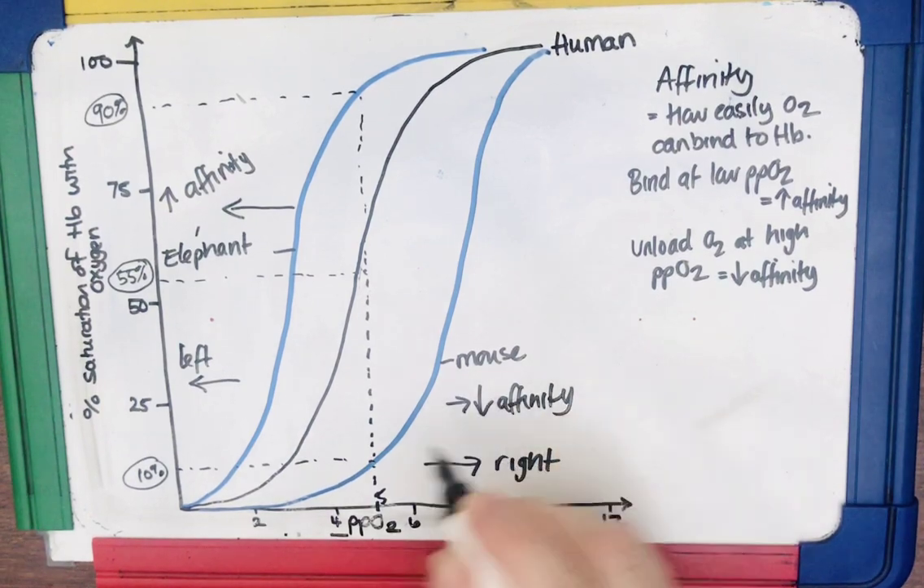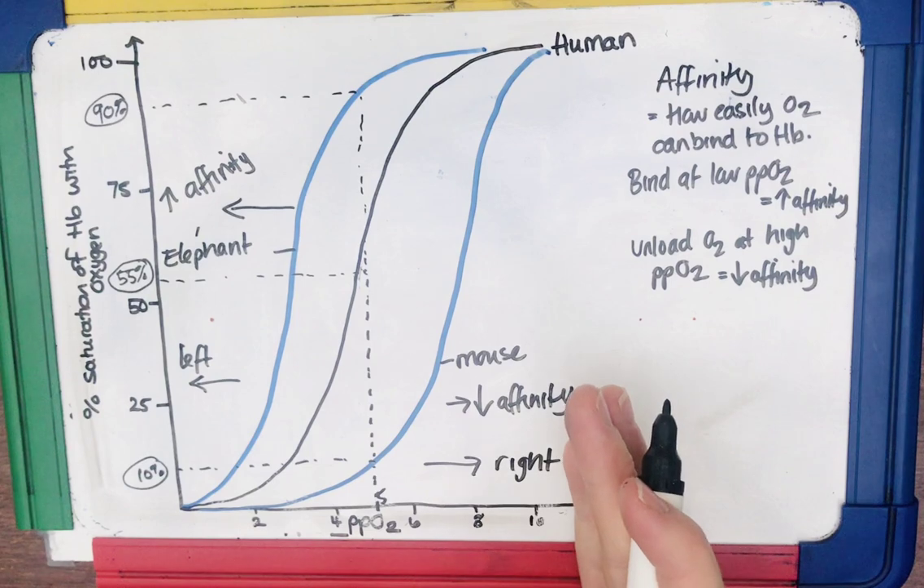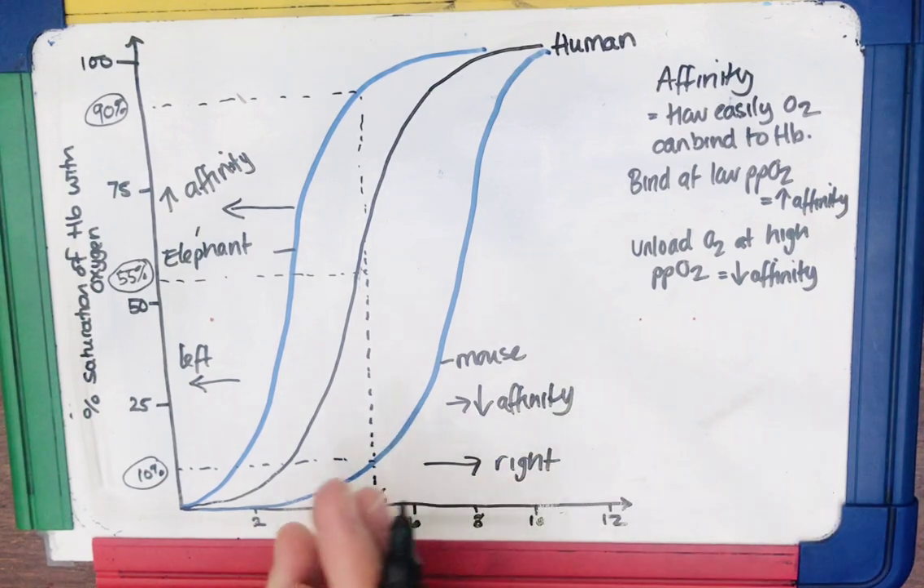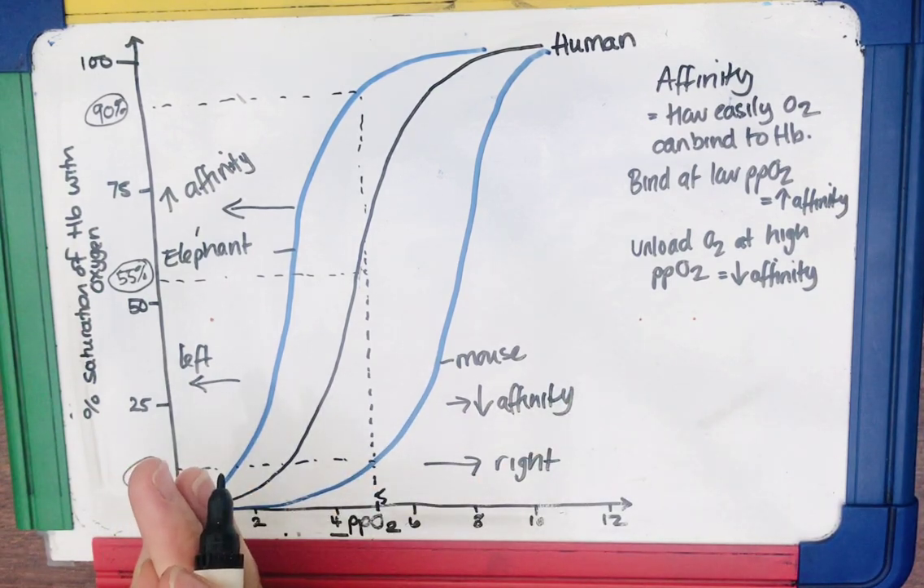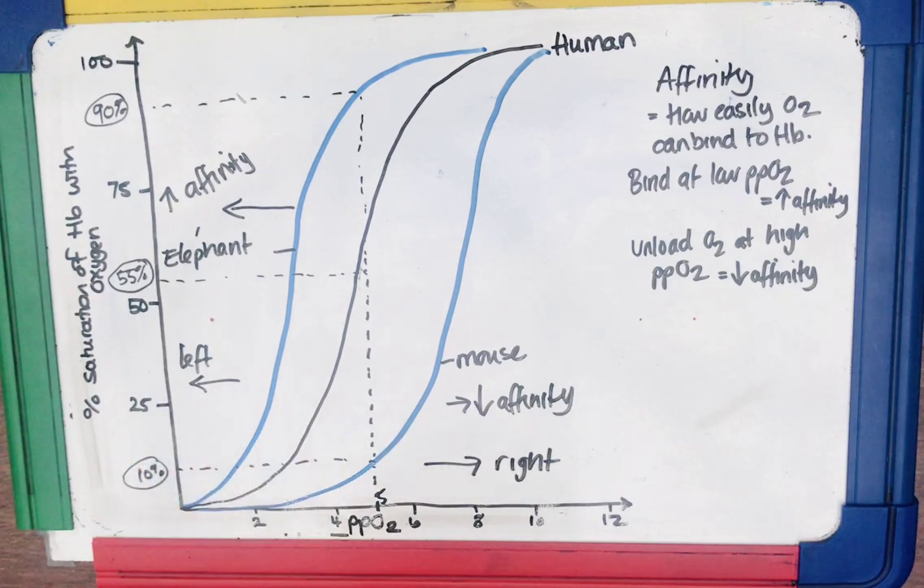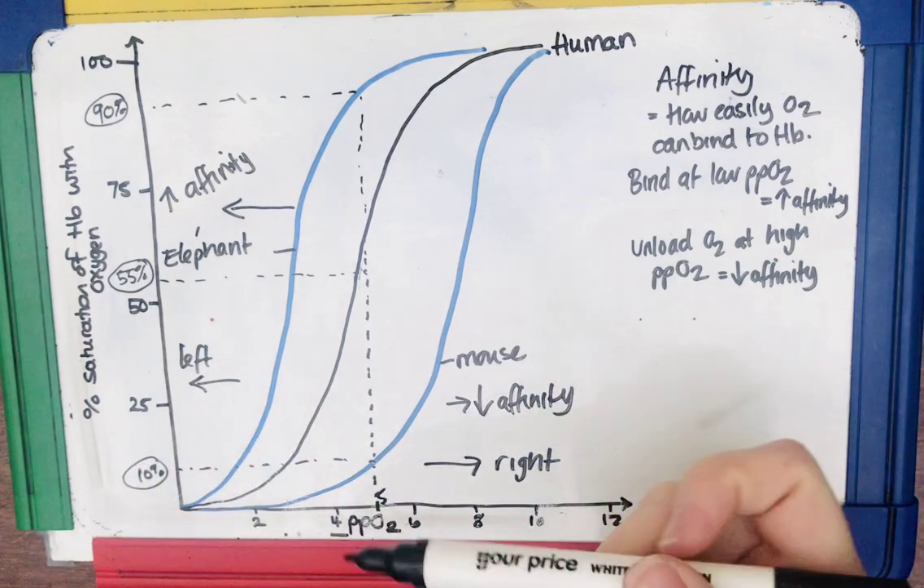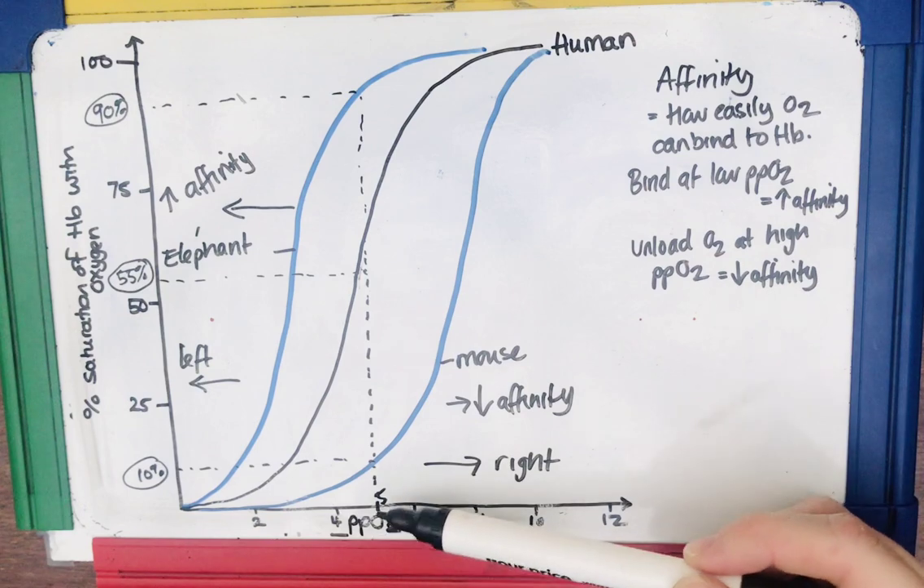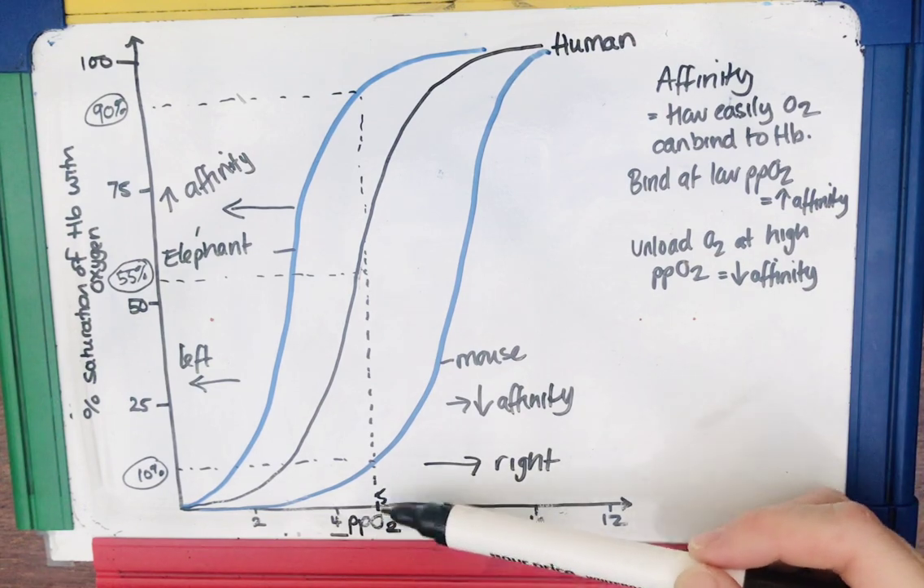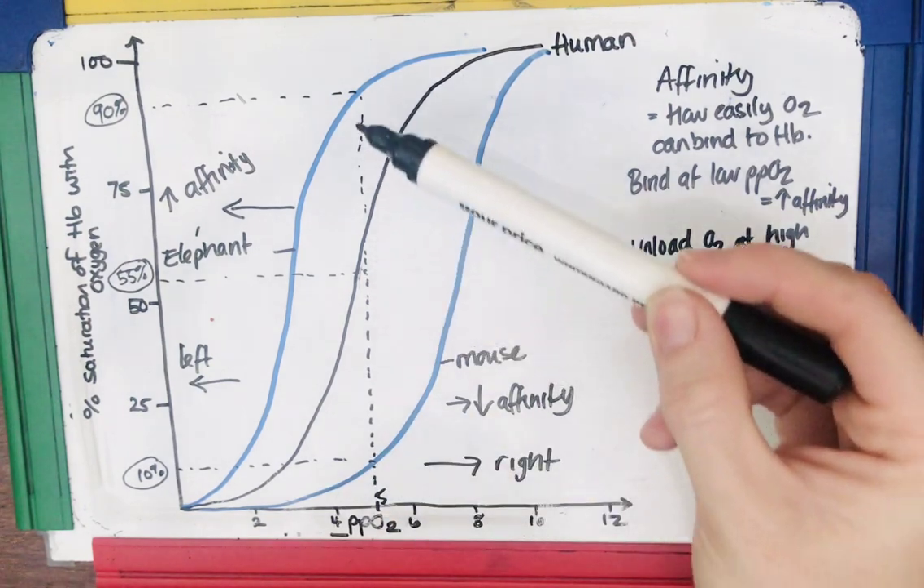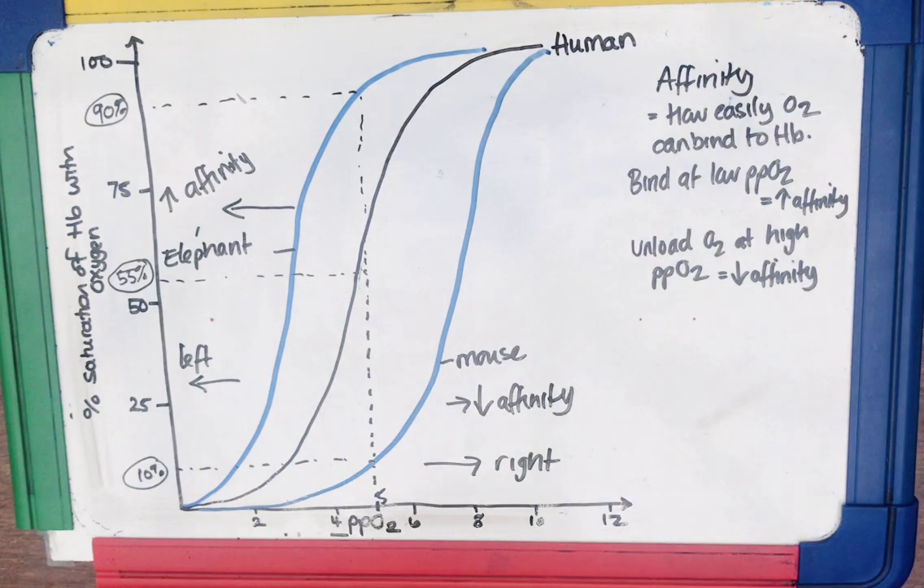So if we shift the curve to the right, we have a low affinity. If we shift the curve to the left, we have a high affinity. And we can compare the affinities by taking a value of a partial pressure of oxygen and comparing the different percentage saturation of the haemoglobins with oxygen.